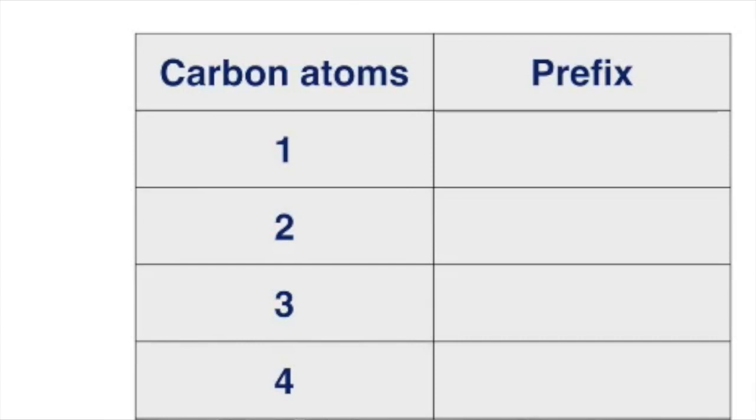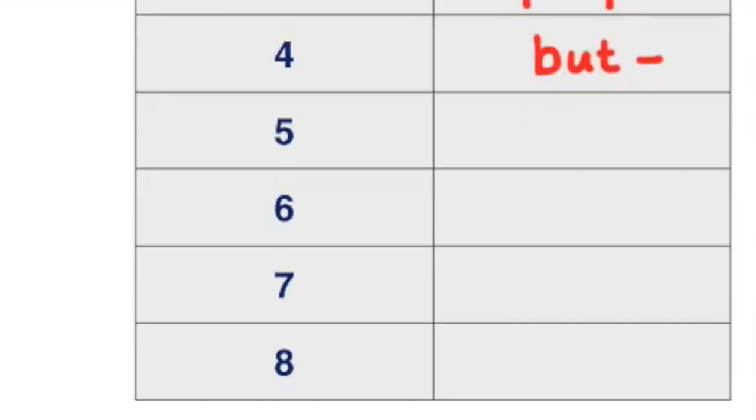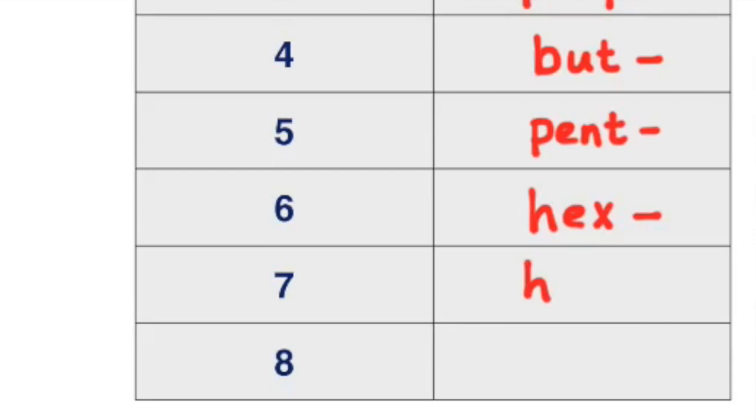Let's look at the list of prefixes and suffixes that you're required to know for your syllabus. Remember, the prefix specifies the number of carbon atoms in the main chain. If there's just 1 carbon atom, then the prefix is meth. 2 is eth, 3 is prop, 4 is but, 5 is pent. If there's 6 carbon atoms, then it's hex. 7 gives us the prefix hept, and 8 is oct. You're just required to know those first 8.